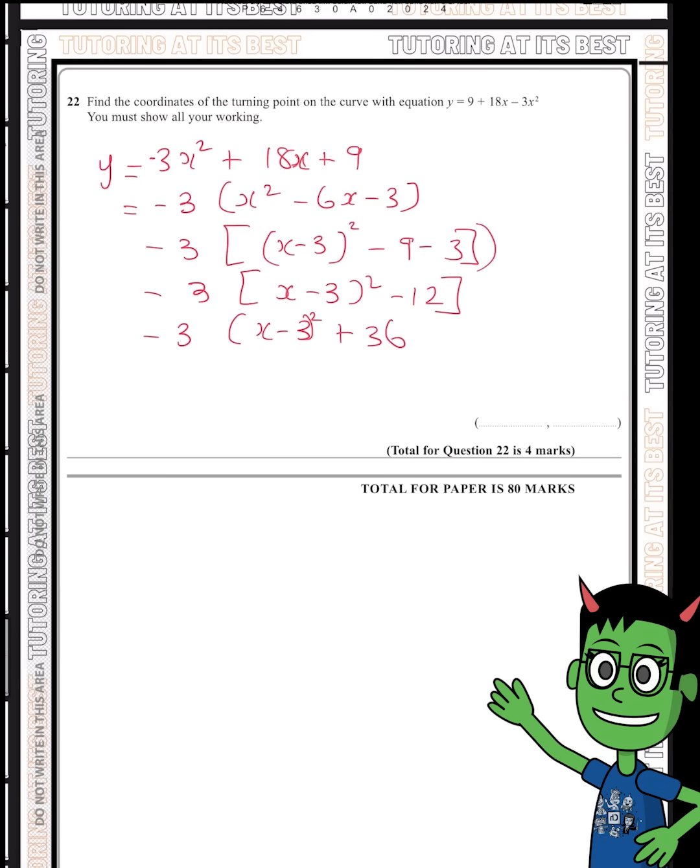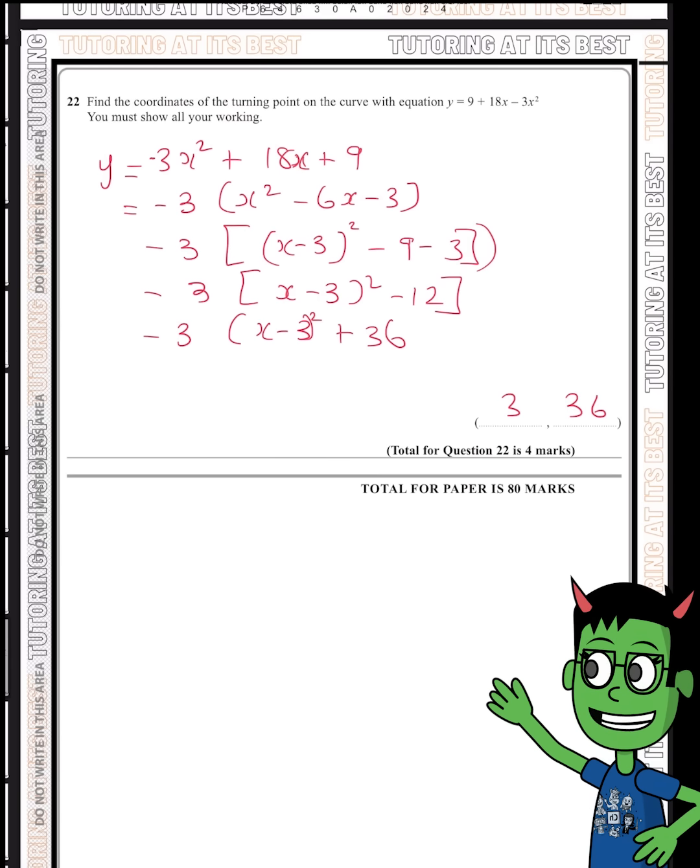So the maximum point, or the turning point of this graph, is going to be the x that makes this bracket equal to 0. And that's 0 squared times minus 3 is 0. And what's left is 36. So y will be 36. And that there gives us our answer as 3 and 36.